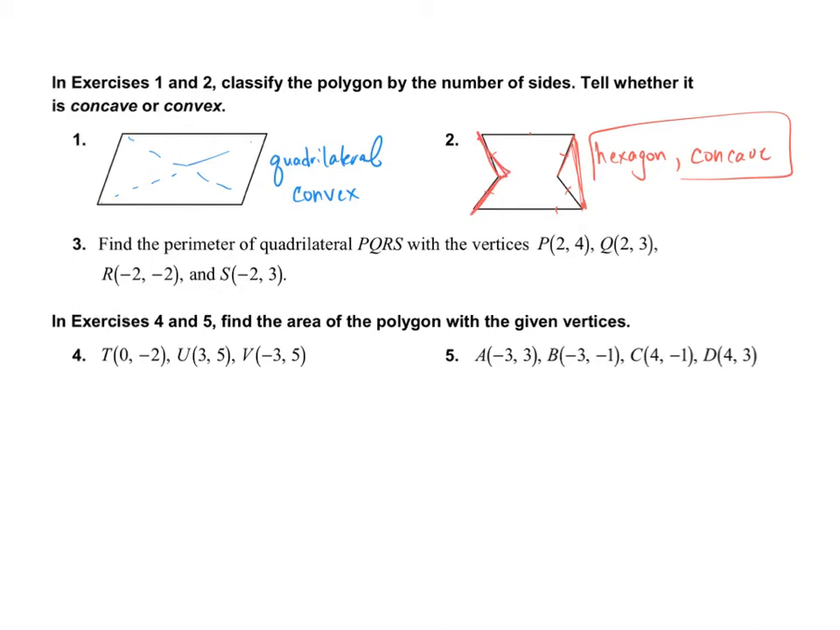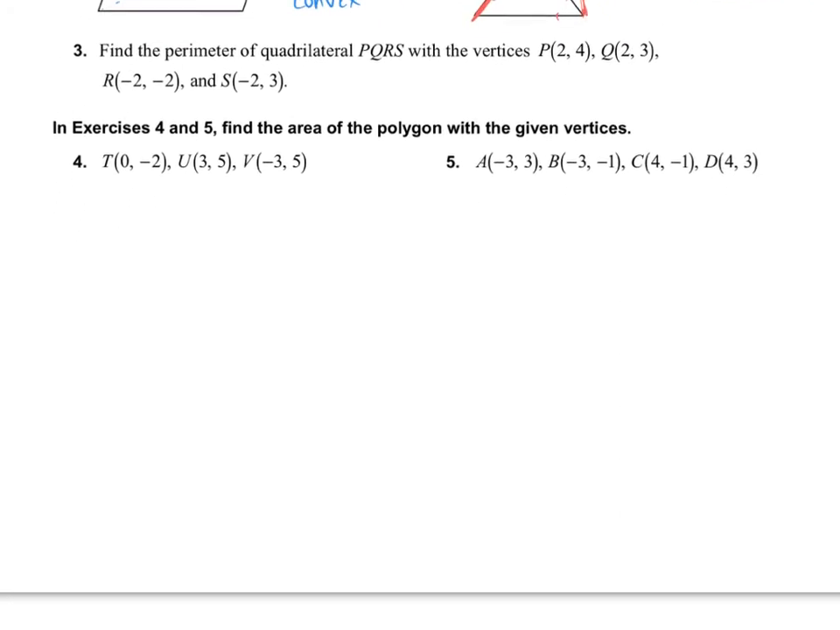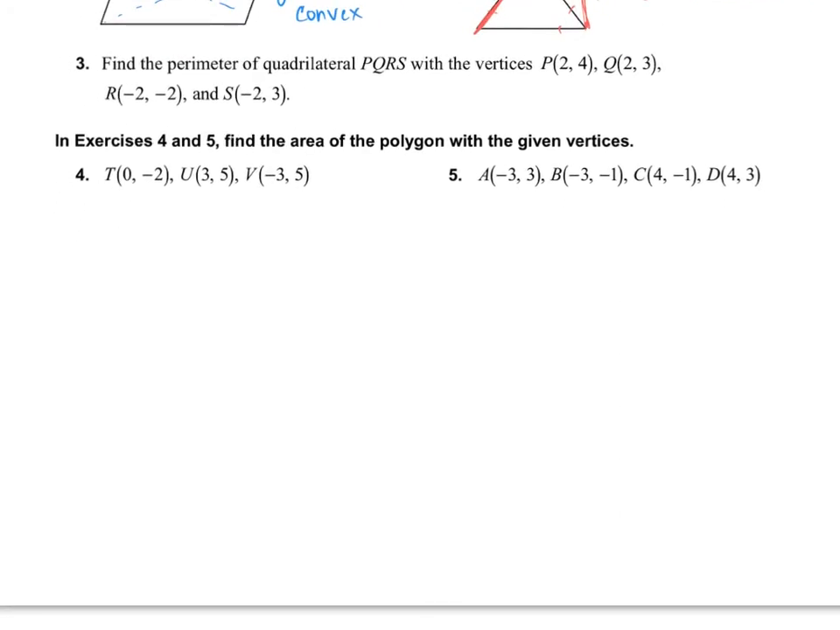All right, for number 3, it says find the perimeter of a quadrilateral PQRS with these vertices. I'm going to move this up and do this down here so that we have a little bit more room, so I can draw an axis over here. And this is for number 3. Then let's plot some points.